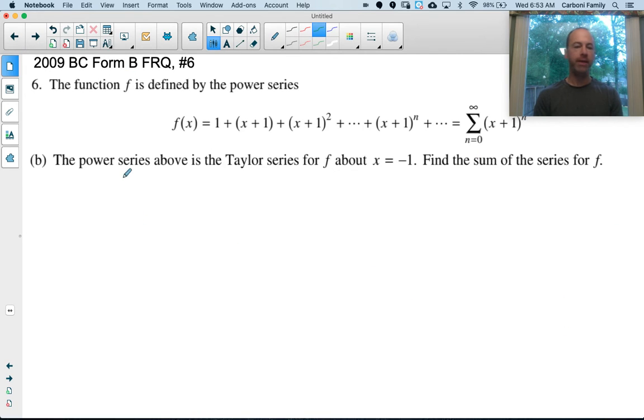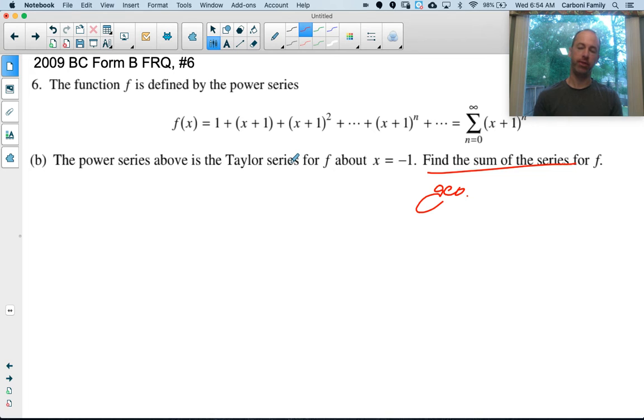And part B says the power series above is a Taylor series for f about x equals negative 1, which hopefully you may have recognized because it is centered at negative 1. And here is a huge hint that could have gone back and helped you with part A. Find the sum of the series. There are only two types of series that we could sum. One was a telescoping series, which is not on the AP exam. The other is a geometric series. So if they ask you to actually find the sum, they are telling you that it's geometric.